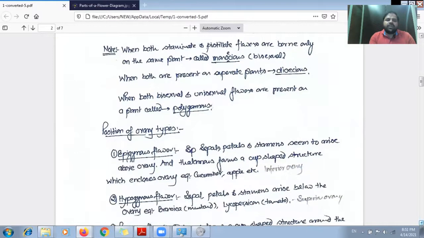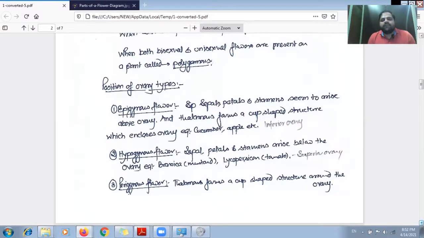Now, on the basis of position of the ovary, flowers can again be divided into categories, and there are a total of three categories: epigynous flower, hypogynous flower, and perigynous flower. So in case of epigynous flower, sepal, petal, and stamen seem to arise above the ovary. It means the ovary will be placed below the sepal, petal, and stamen. Means sepal, petal, and stamen will be placed above, and the ovary will be placed below these parts.